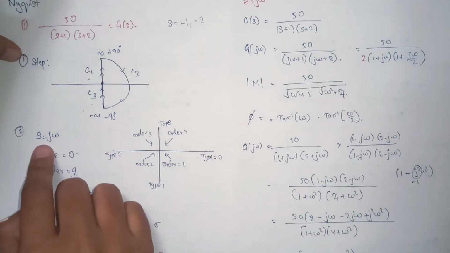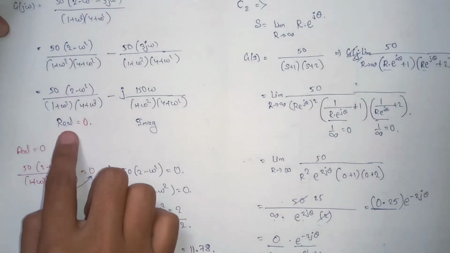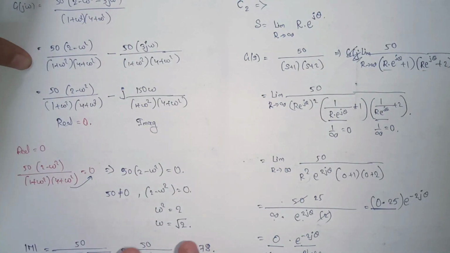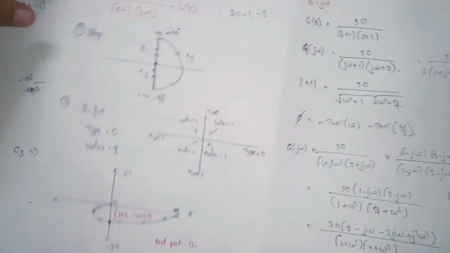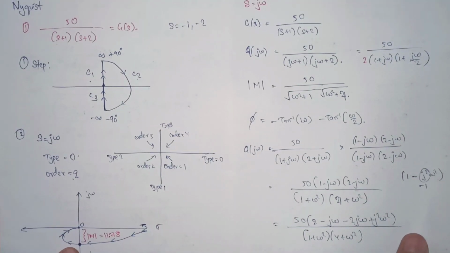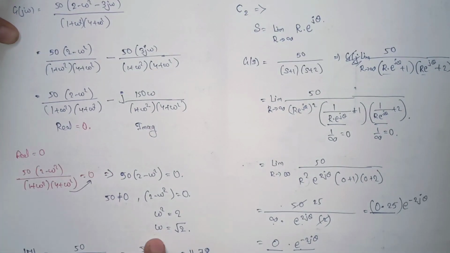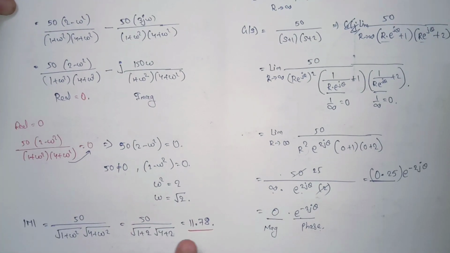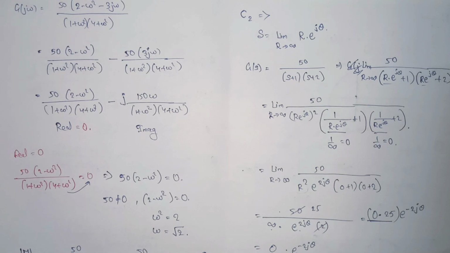After this, we are going to substitute s equal to j omega, and we will separate the imaginary and real parts. This is real part and imaginary part. And based on the axis on which this diagram is intersecting, we will make that part equal to 0. Because here the diagram is intersecting the imaginary axis, we have put the real part equal to 0. And whatever the omega value we got, we substituted into magnitude, and we got the distance of that intersecting point from origin. And for C2, we substituted s equals limit capital R tends to infinity, R e to power j theta.